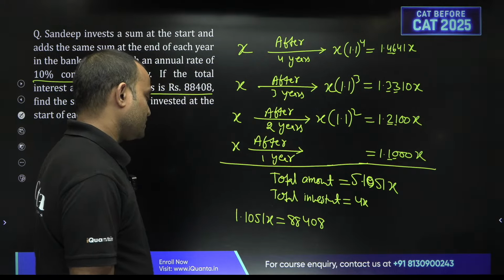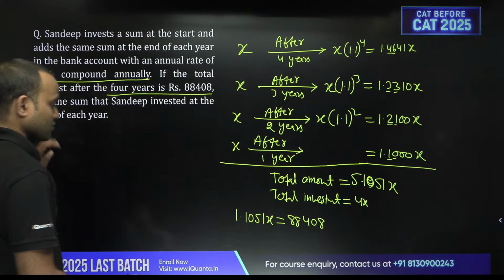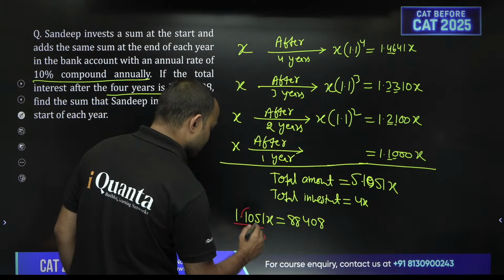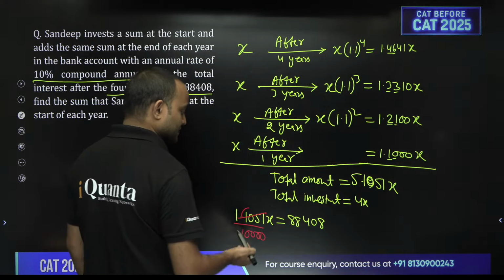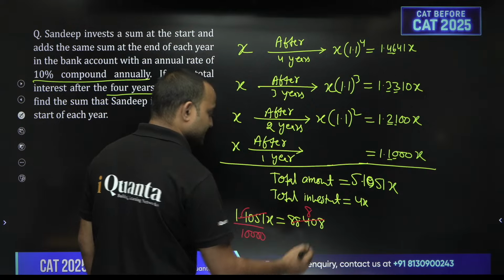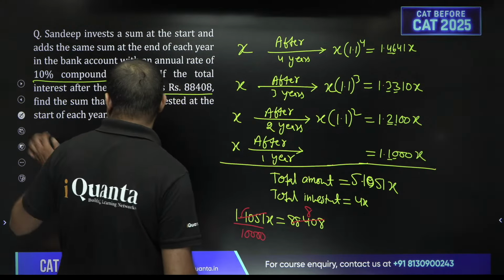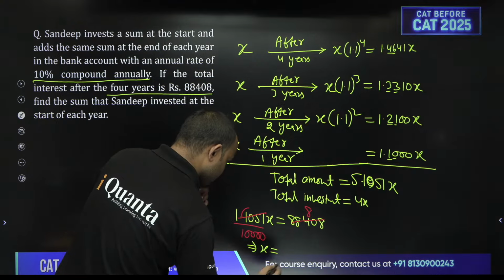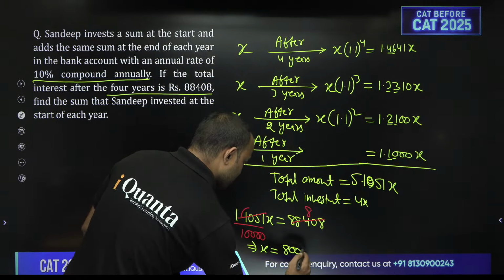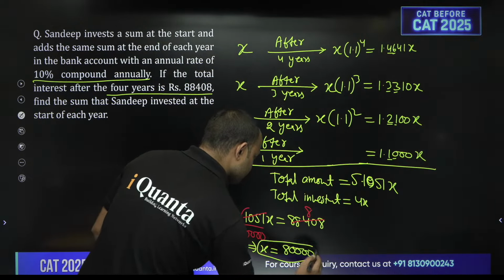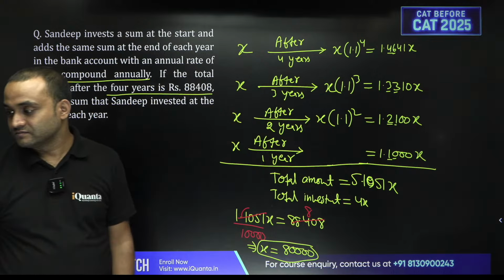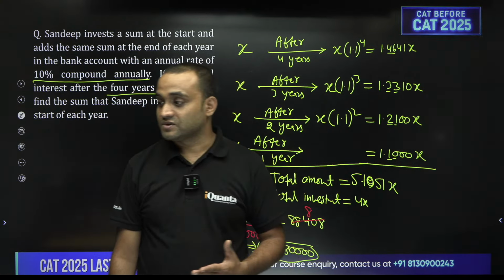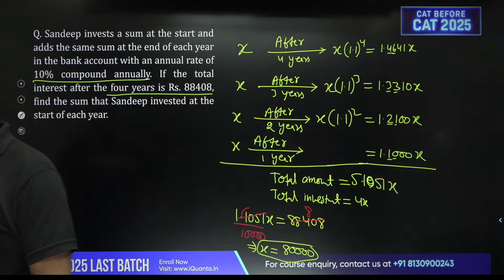88408. Now, if you check, this value is divisible. If you multiply this value by 8 times, you are getting the same value, 88408. So, from there we can say that x will be equal to 80,000. That is it. That is the method that we should use to solve this question, right. 8,000 is the correct answer, guys.